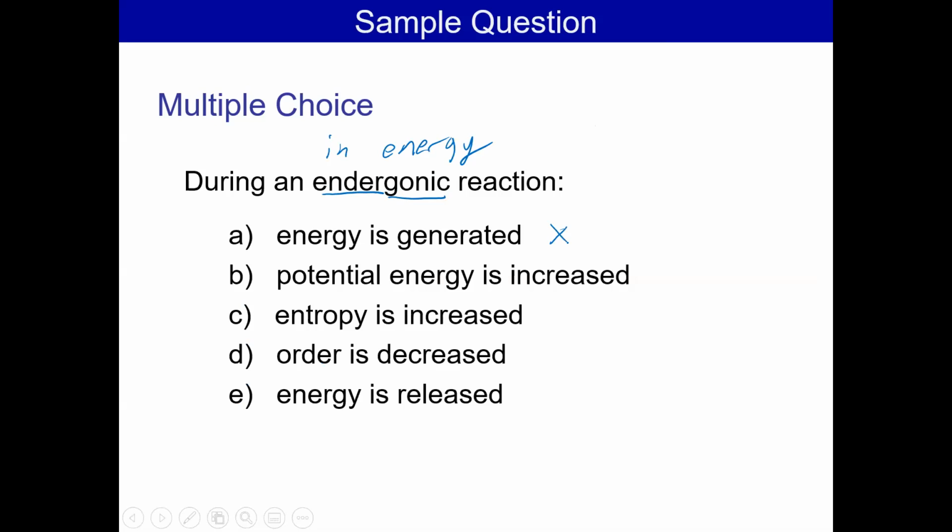Potential energy is increased. So that's kind of like the little guy. Here's my little guy. And the little guy is climbing up the ladder, and then remember they're about to jump in the lake. So that is gaining energy, so that is correct. Let's just take a look at the other ones here for a moment though, just to make sure that makes sense. Entropy is increasing. Entropy is disorder. So in this case here, the guy is taking energy and is actually getting more order, so that one is incorrect. Order is decreased, nope. Energy is released, so none of those seem to make sense. So the correct answer is definitely B.